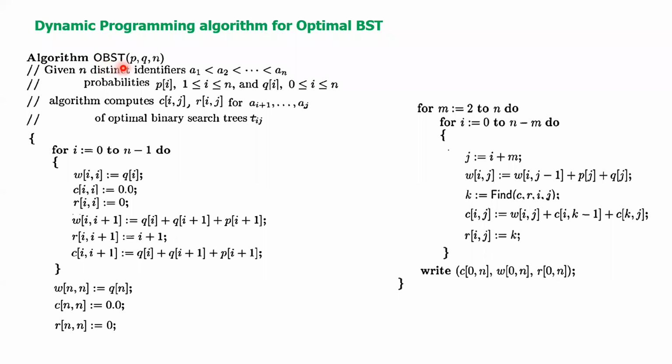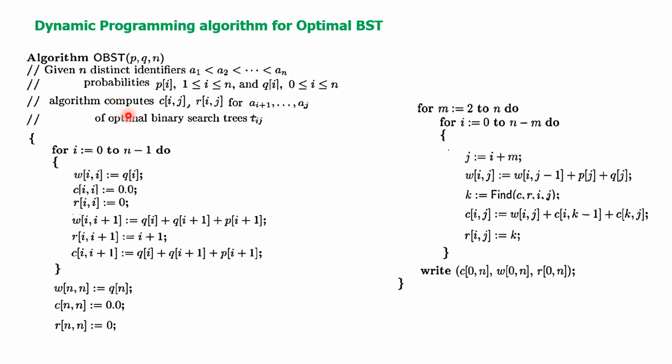It takes parameters P, Q, N, where P is the array representing the probabilities of successful searches, Q is the array representing unsuccessful searches, and N is the number of keys given. These three input parameters will be received, and this algorithm generates an output, which is the table. It's an array again.